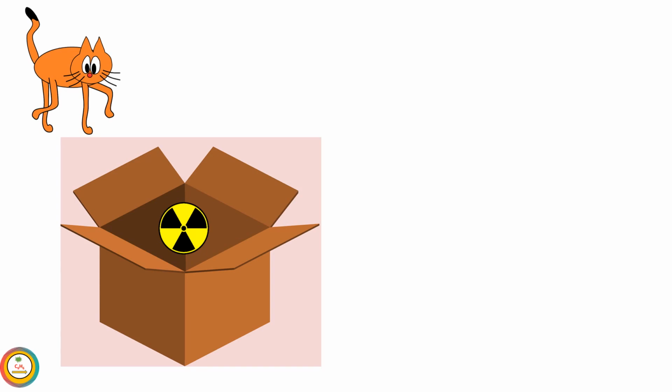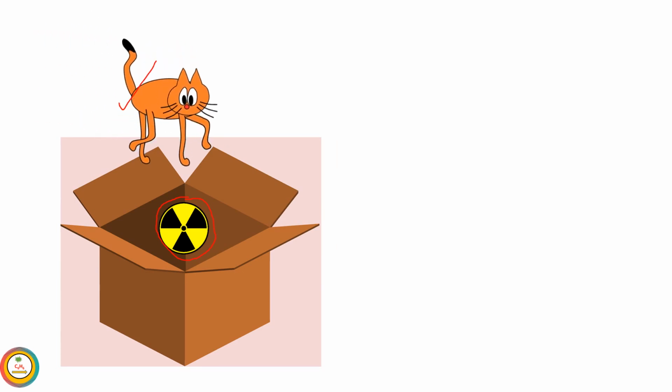For example, we have a cat. We also have a box. In that box, a radioactive element is present. When we close this cat in this box, the probability, or the chance, that this radioactive element kills this cat is 50%.